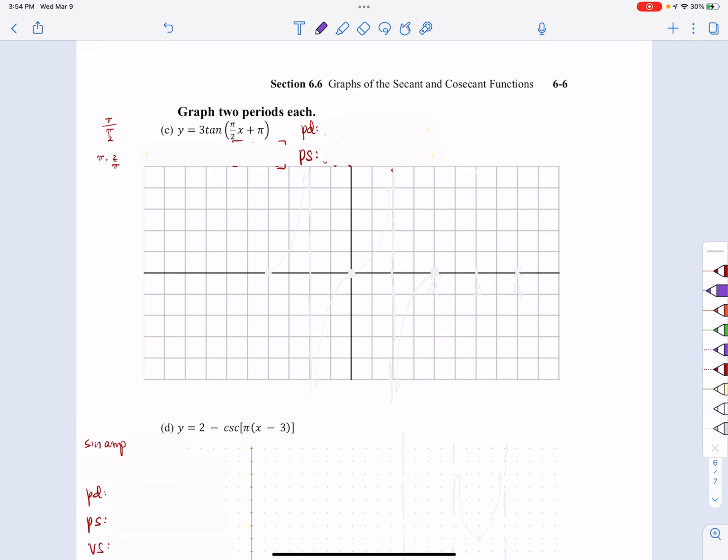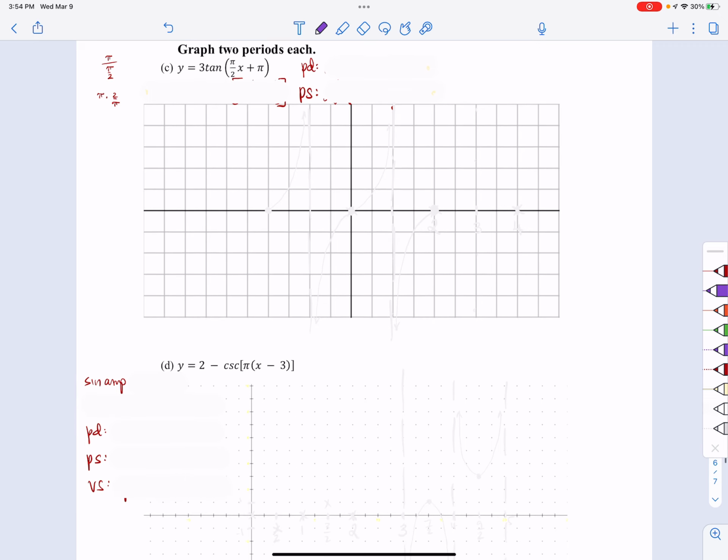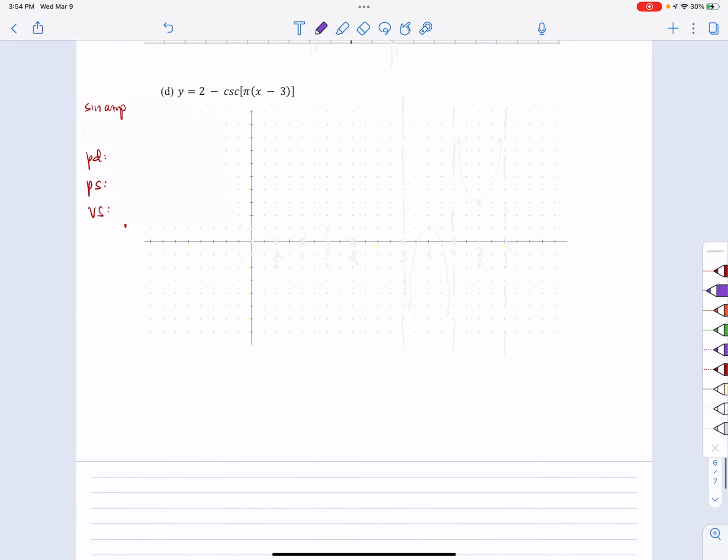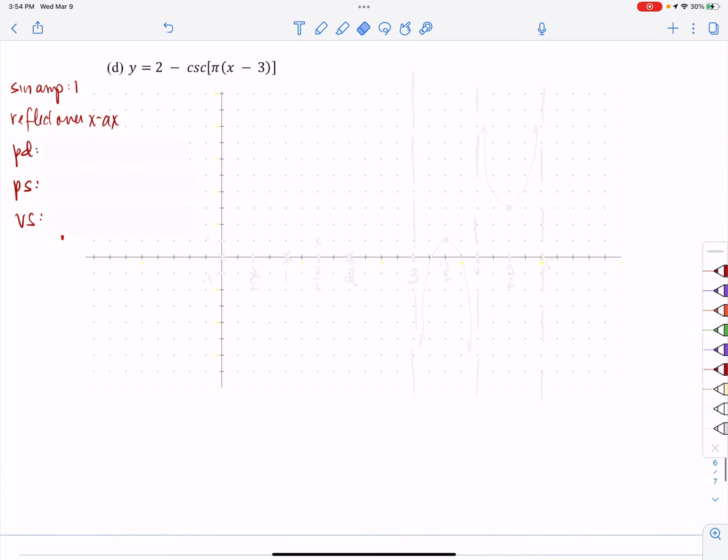Okay, 2 more. I'm going to hold off on the tangent graph. We'll come back to that. Let's do the cosecant graph since that's the section that we're working on. So for my cosecant graph, I need my sine amplitude, and my sine amplitude is going to be 1. Notice that I have a negative in front of my cosecant, so this guy is going to be reflected over the x-axis. The period on this graph is going to be 2 pi over pi.